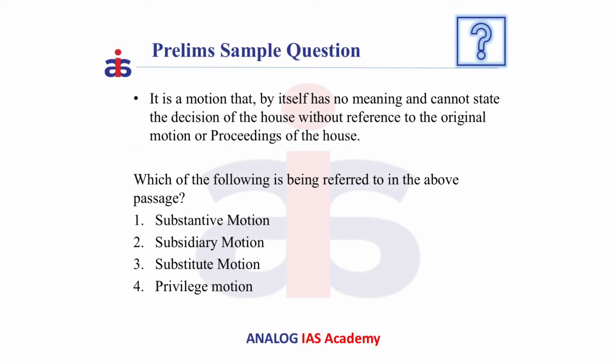Now let us see a question based on this. It is a motion that by itself has no meaning and cannot state the decision of the House without reference to the original motion or proceedings of that House. Which of the following is being referred to in the above passage? Substantive motion, subsidiary motion, substitute motion, privilege motion. As we discussed earlier, this is referring to the subsidiary motion. So the answer is 2, subsidiary motion.